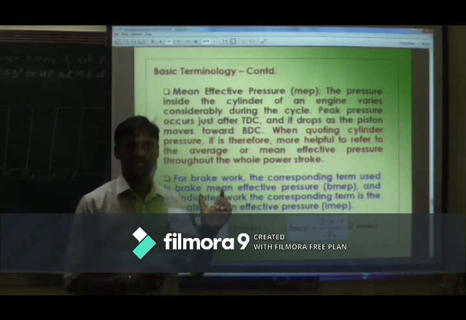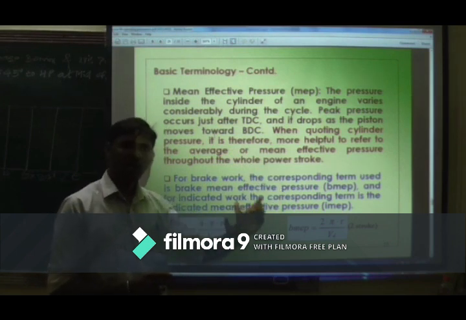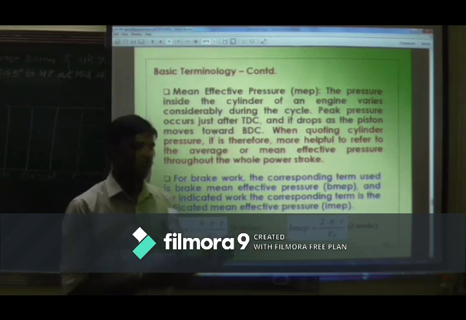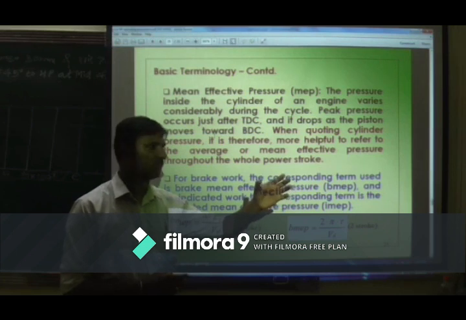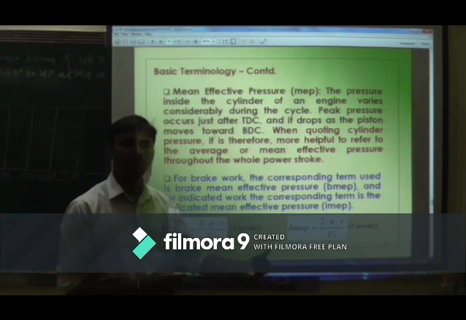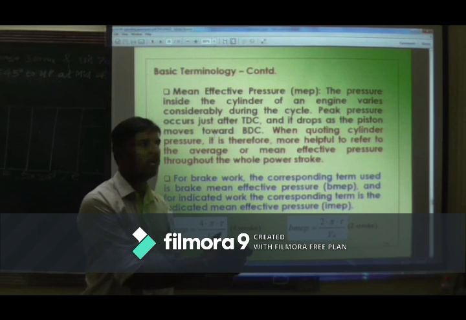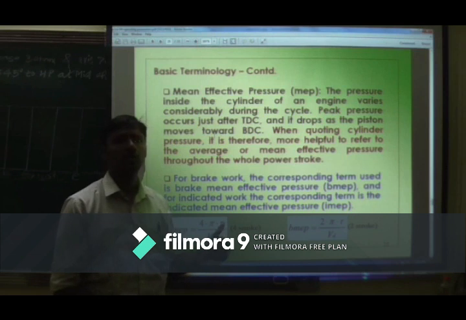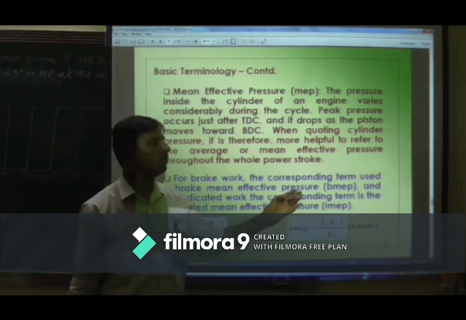Brake mean effective pressure is equal to brake power divided by L A small n into small k. Now what is brake power? You know, power available at output shaft, that is brake power. In the denominator, L is stroke length, A is pi by 4 D square, D is bore diameter, and small n is capital N by 2 for a 4-stroke engine. That small n is number of cycles, and small k we use for number of cylinders.